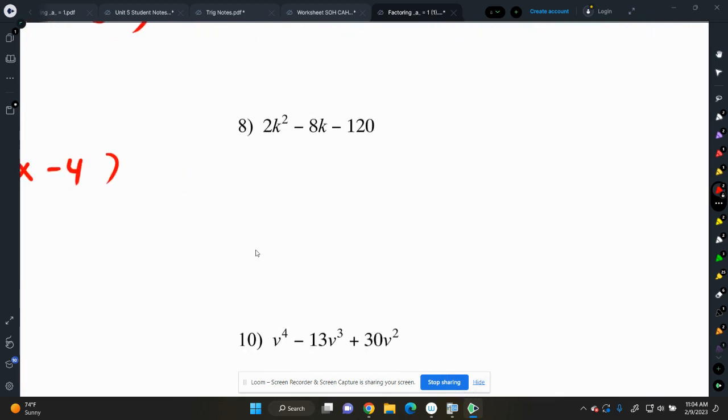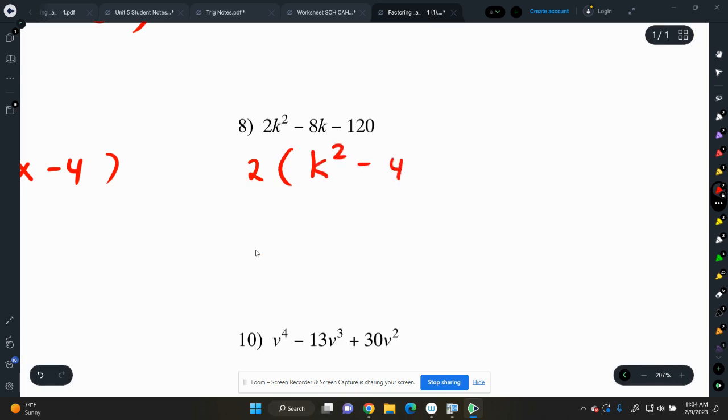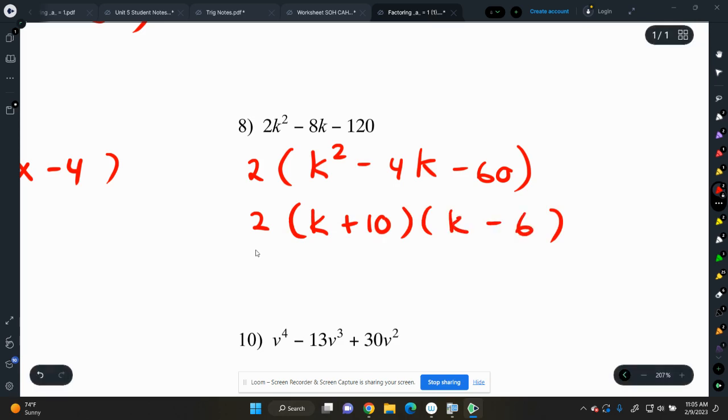Okay. Nico, number 8. So I factored out 2. Good, and then you're left with k squared minus 4k minus 60. All right. Good. And then I put plus 10 minus 6. Okay. Plus 10. Wait, no, that's wrong. What should it be? Good for you for recognizing that it's wrong.